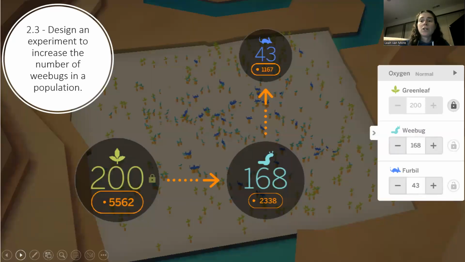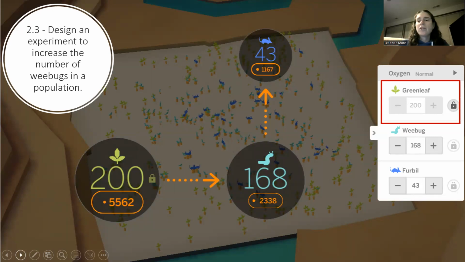So first, just to give you a grounding in what lesson 2.3 is, students are designing an experiment in the sim to increase the number of wee bugs. So these are these little wee bugs in a population. And the idea is that they're specifically changing the number of green leaves in order to increase the number of wee bugs. There are obviously different ways to increase wee bugs, but in Amplify for this lesson, they specifically want students looking at how you would change the green leaves in order to increase the wee bug population.